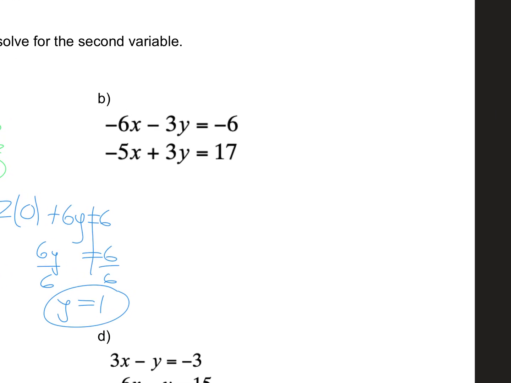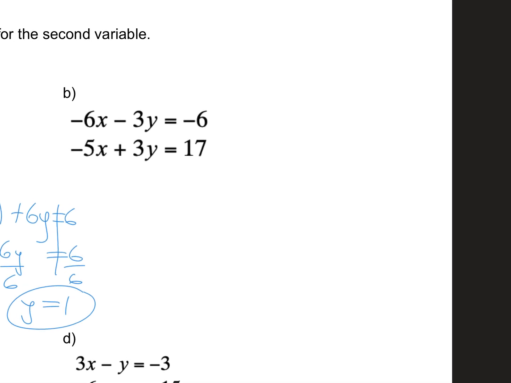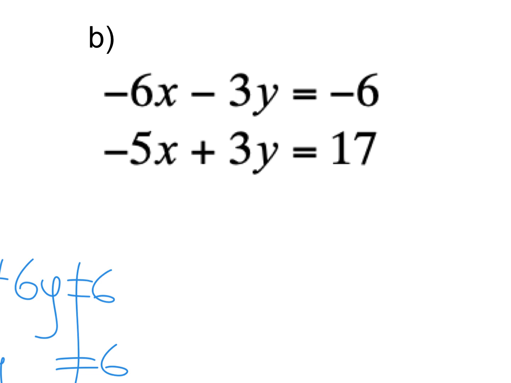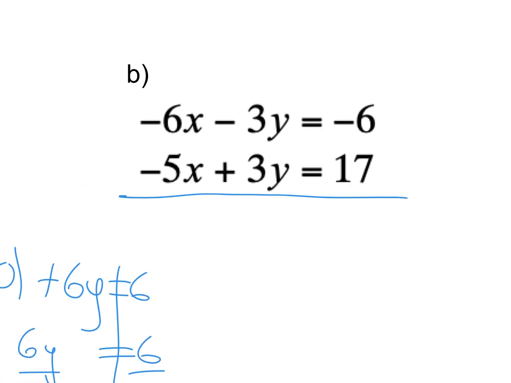Okay, so I'm going to go ahead and rewrite these. Actually, I think they're written pretty well. They're already on top of each other. So I'm just going to draw a line underneath. Now, look what happens if we add these together. I have negative 6x and then minus 5x. So if I combine those, that's negative 11x.